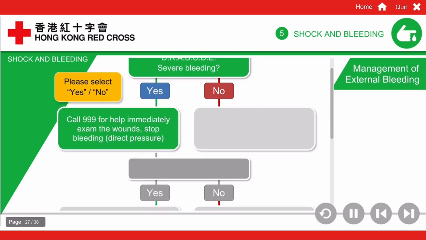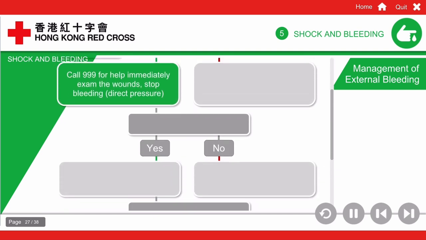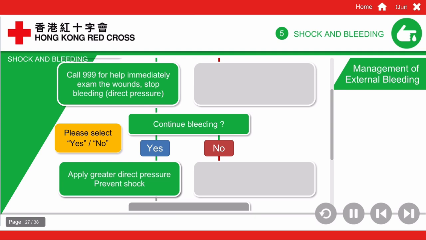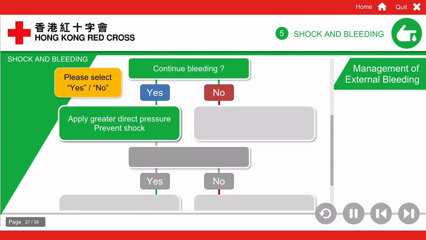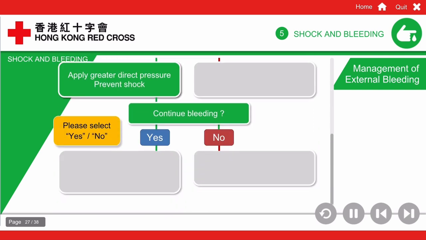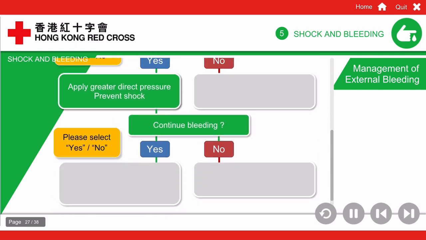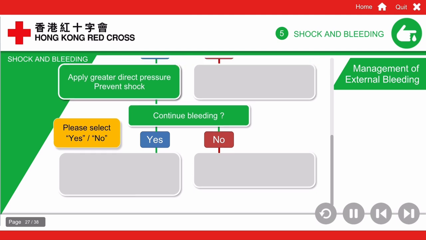If the victim has severe bleeding, call 999 for help immediately, while examining the wounds and using direct pressure to help stop bleeding. If bleeding continues, you should apply greater direct pressure to stop bleeding. Also, whether bleeding continues or not, you should prepare well for shock prevention. Continue to observe the conditions of the victim after finishing the above steps and check if he or she still has bleeding.